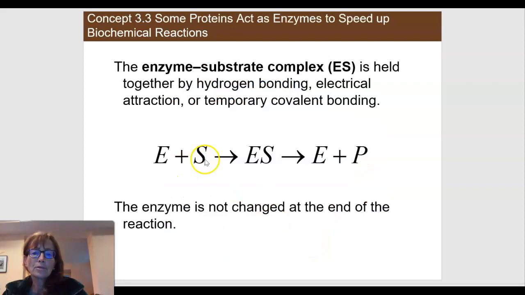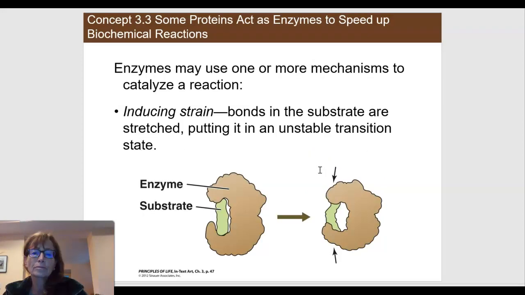Here's the enzyme substrate complex model. You can see the enzyme plus the substrate is going to create this complex, meaning that they join together. But then the enzyme goes off and finds another substrate, and the product has been formed. So you don't see any change in the enzyme. It just goes and then finds another substrate.